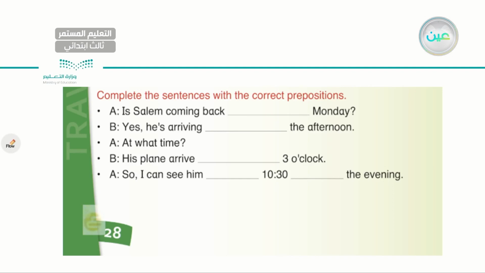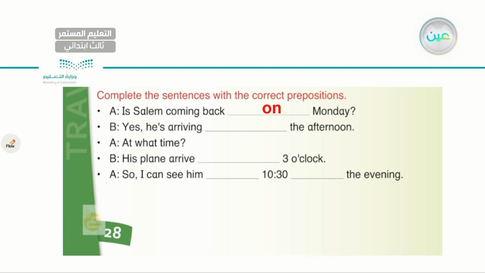This is the last part of your book, page 28. Let's make sure we complete it with what? With the correct preposition of time. Complete the sentences with the correct prepositions. Remember, it's either in, on, or at. A. Is Salim coming back Monday? So here I have a day, Monday. What do you think, my dear student? I have a day, Monday, on Monday. Very good, my dear student, on Monday.